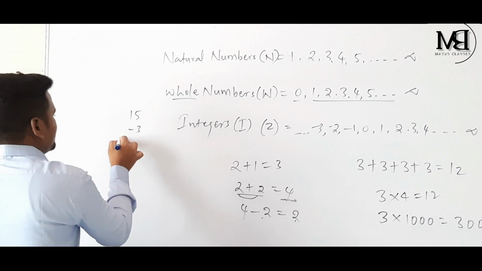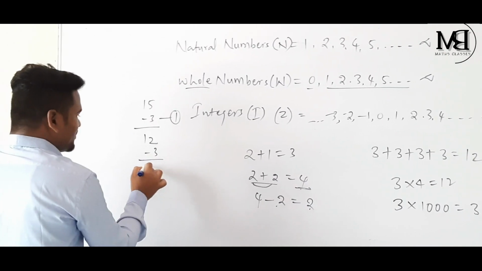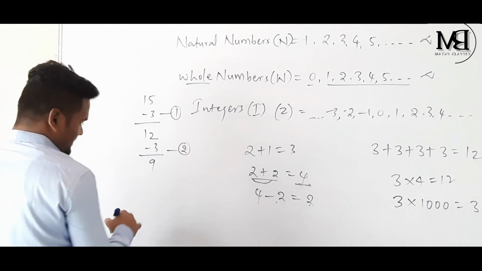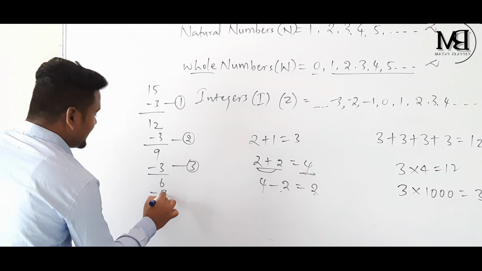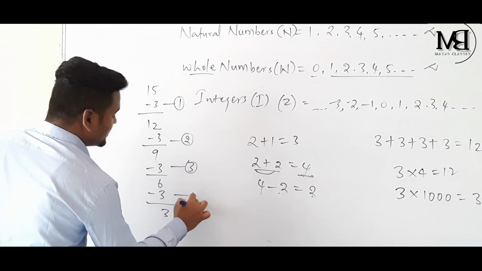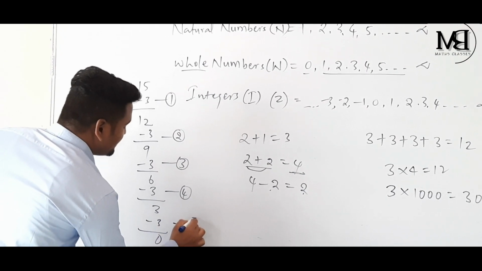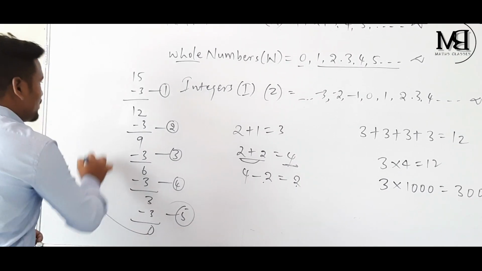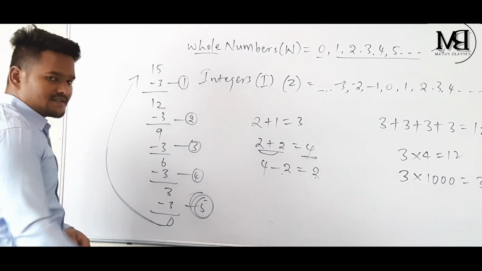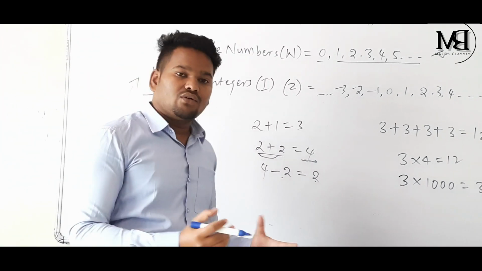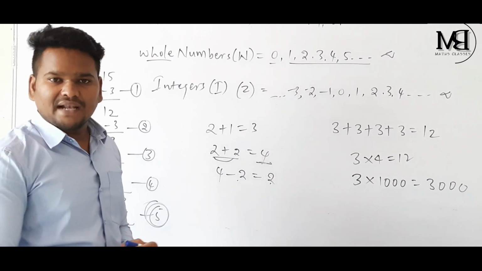15 minus 3, I am going to get 12. It is the first 3. 12 minus 3, I am going to get 9. Second 3. 9 minus 3 is equal to 6. Third 3. 6 minus 3 is equal to 3. Fourth 3. And 3 minus 3 is equal to 0. Fifth 3. Means from 0 to 15, I got 5 3's. I have done it by using subtraction.